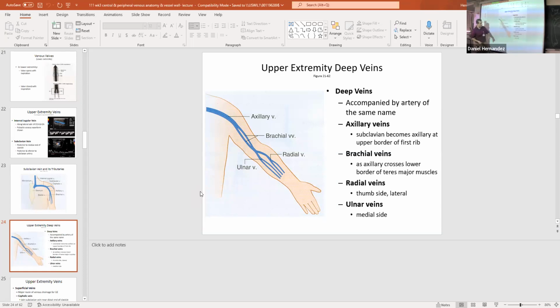The radial and ulnar are also deep veins because there are corresponding arteries of the same name. And they're paired as well. So you'll have two radial veins and two ulnar veins. Radial veins are going to be along the thumb aspect of the hand, or lateral. And the ulnar along that medial aspect of the hand. So again, just remember anatomical position with your palms forward. Ulnar is going to be along the medial aspect of your arm, radial along the lateral aspect. These are all deep veins.